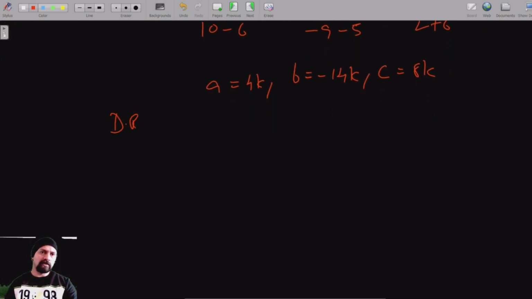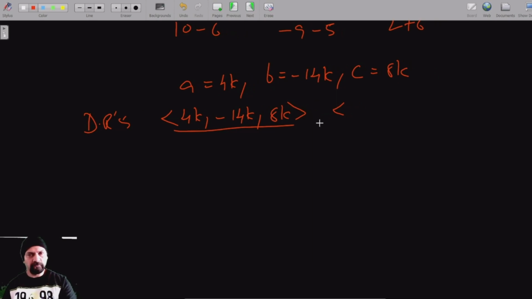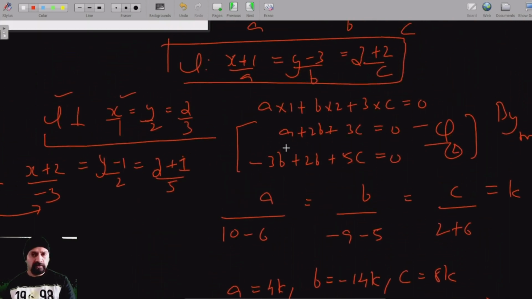So these are the direction ratios, which are 4k, minus 14k, and 8k. And we know the direction ratios are multiples of some constant. So let's take out the constant 2k, which will give us 2, negative 7, and 4. So these are the direction ratios of the line.